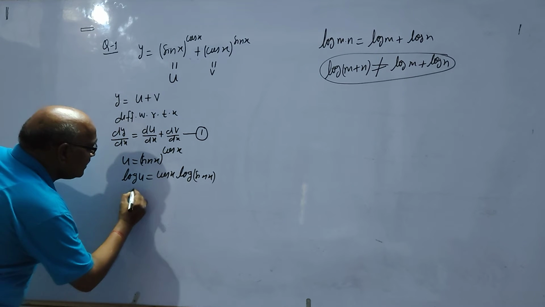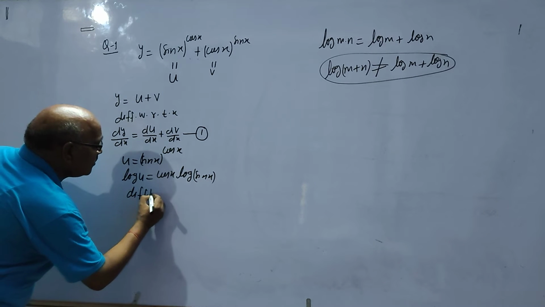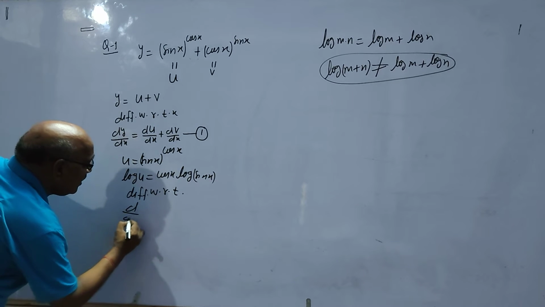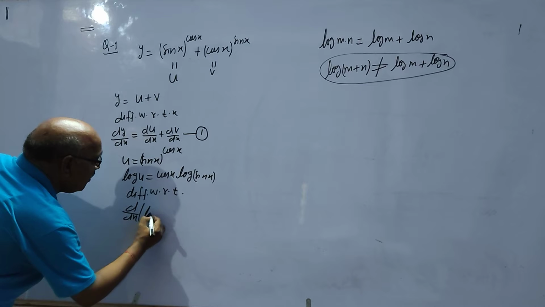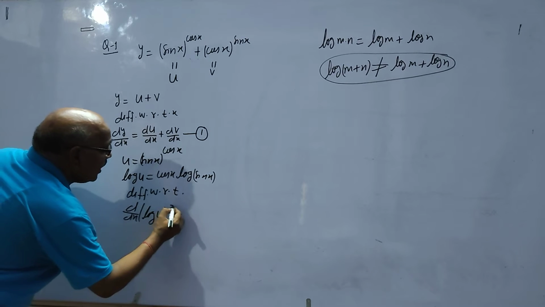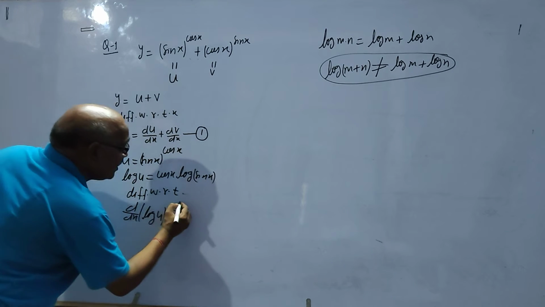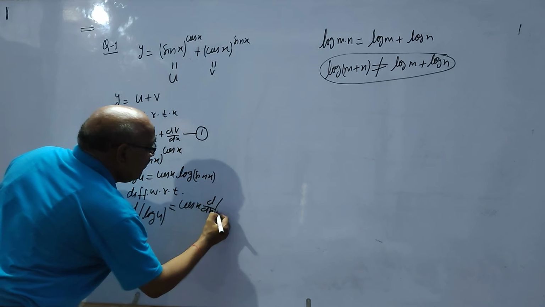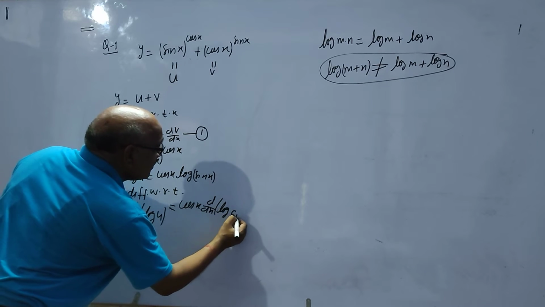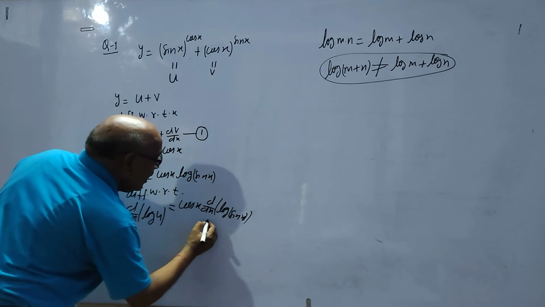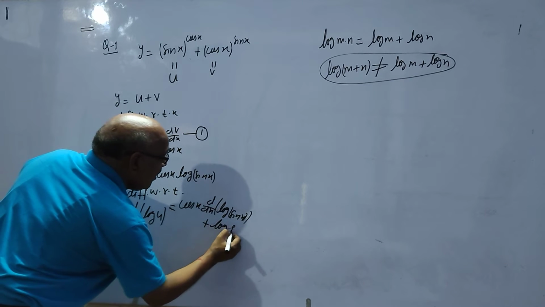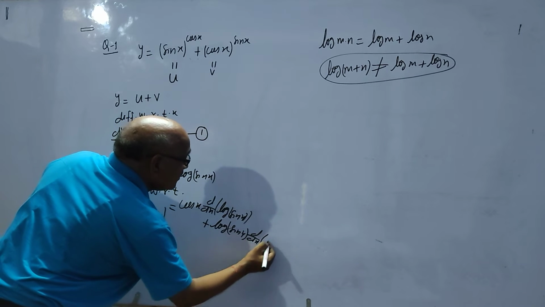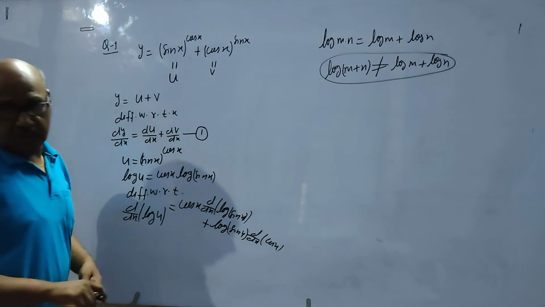Now differentiating with respect to x, that is d over dx of log of u. It is a product of two functions, so that is equal to cos x into d over dx of log of sin x, plus log of sin x into d over dx of cos x.